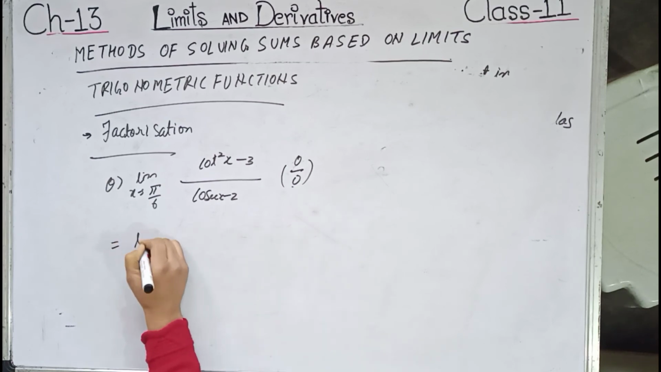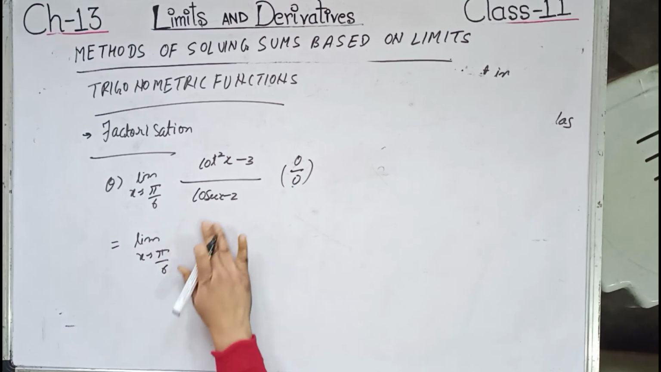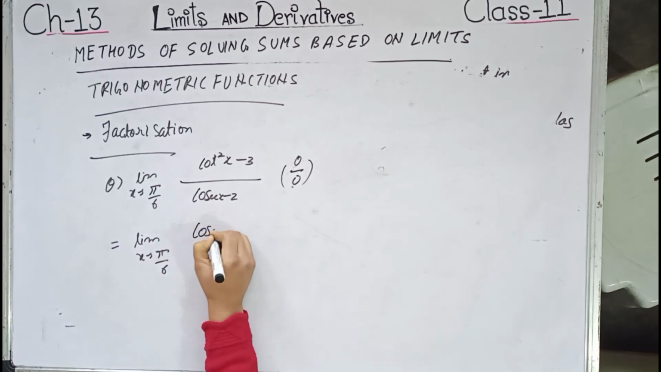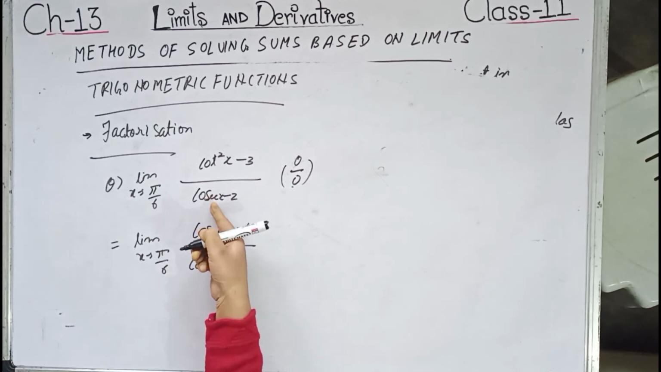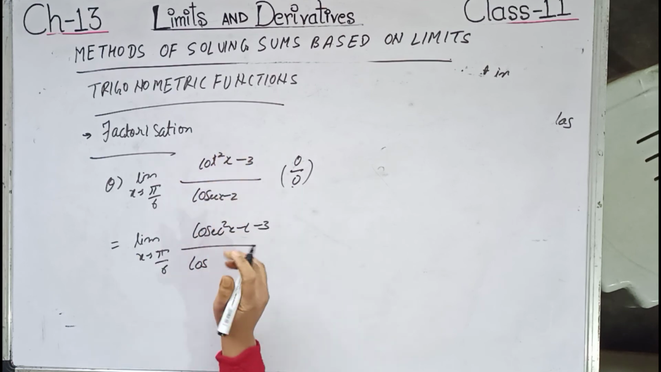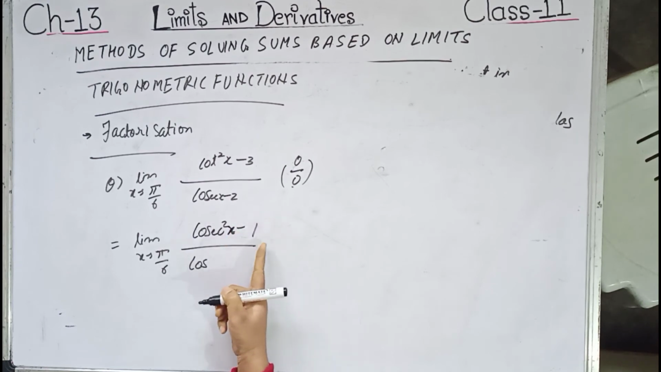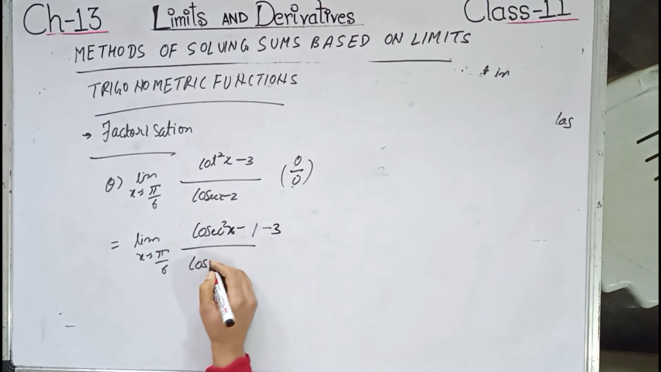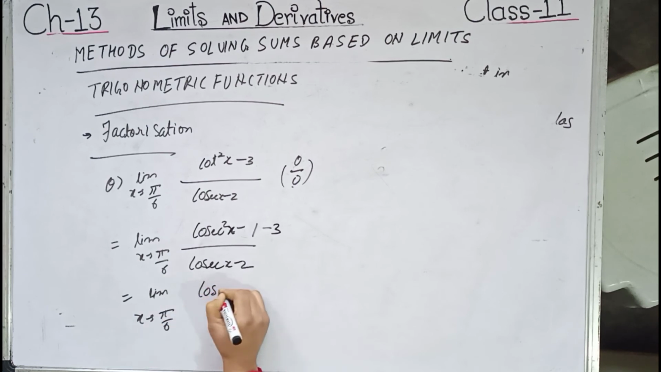Now over here this I can write as limit x tending to pi by 6, cot square x as cosec square x minus 1, minus 3, by cosec x minus 2. Either we can change this one or this one, but since it is in the square, we know the identity: cot square x is equal to cosec square x minus 1. Now this I can write as limit x tending to pi by 6, and I think you got the answer, cosec square x minus 4 by cosec x minus 2.